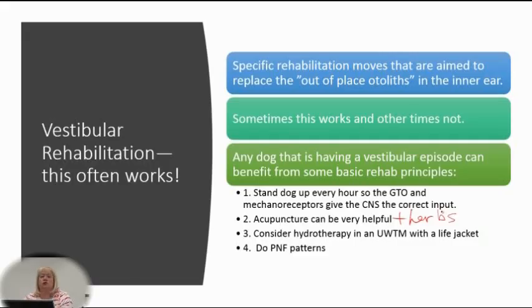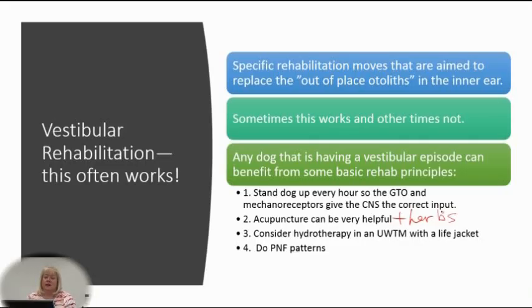And then we want to do some PNF patterns. So if we can get the dog to walk, we will. Otherwise, we're going to do PNF patterns like paw movement. We're going to scratch the dog behind its ears. We're going to do some sit to stands. All of those kinds of things that are just going to be normal motions.